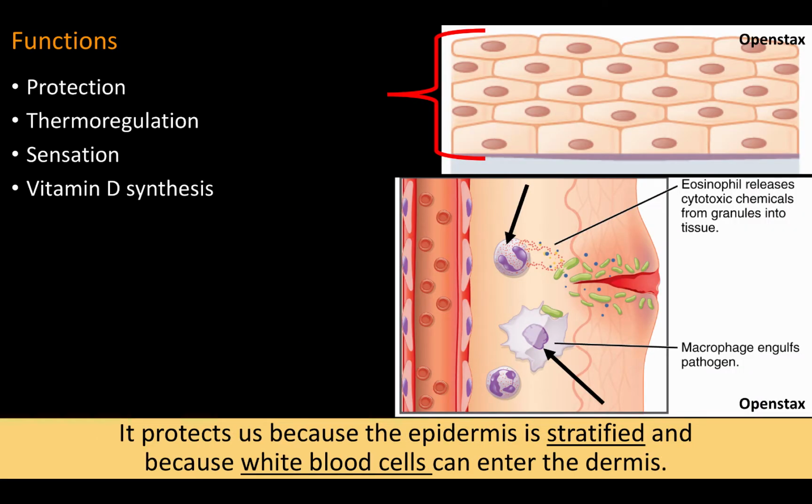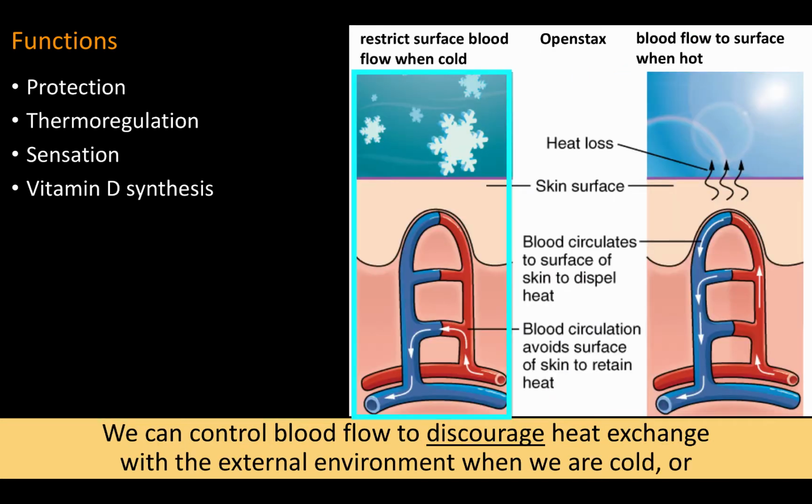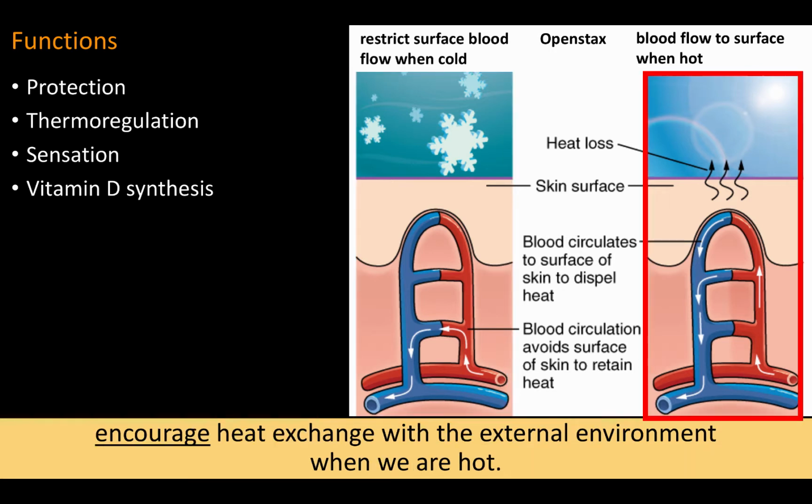It protects us because the epidermis is stratified and because white blood cells can enter the dermis. It helps us maintain a constant body temperature. Fat insulates. Sweat cools. We can control blood flow to discourage heat exchange with the external environment when we are cold, or encourage heat exchange with the external environment when we are hot.